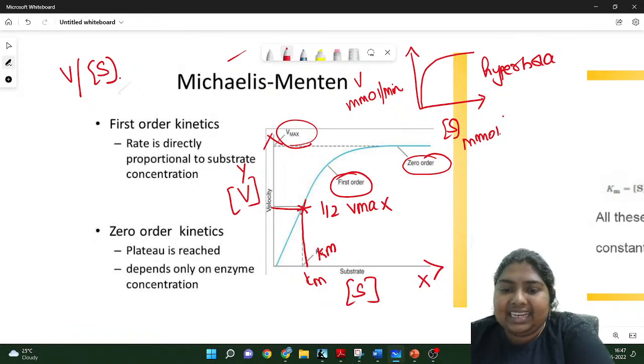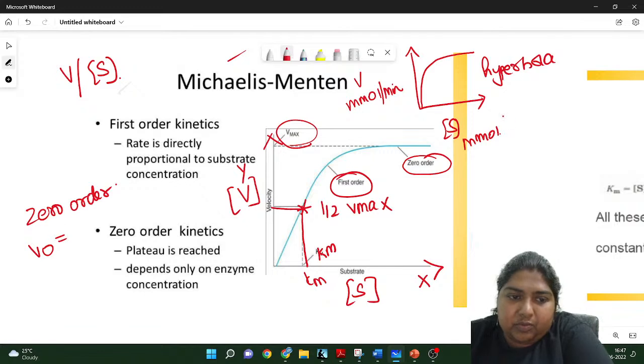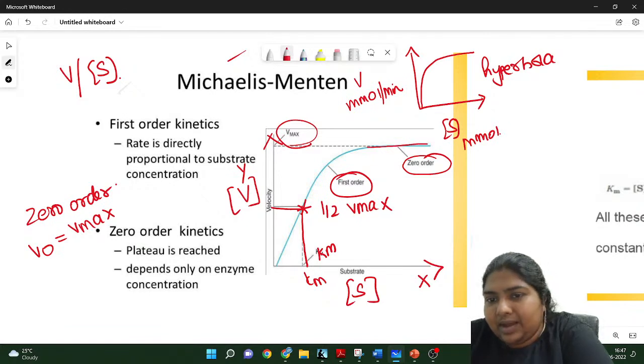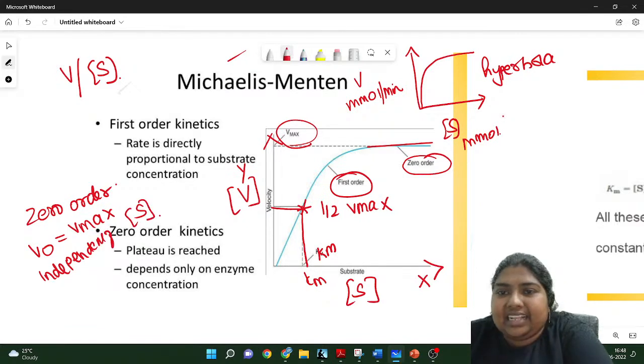Okay, right. And then you see that there are two orders. Number one, it is going to be the first order and the other one is 0 order. Let me take the 0 order. Whenever it is reaching the 0 order, that means that your V0 is reaching V max. Under that condition, it becomes independent of your substrate.